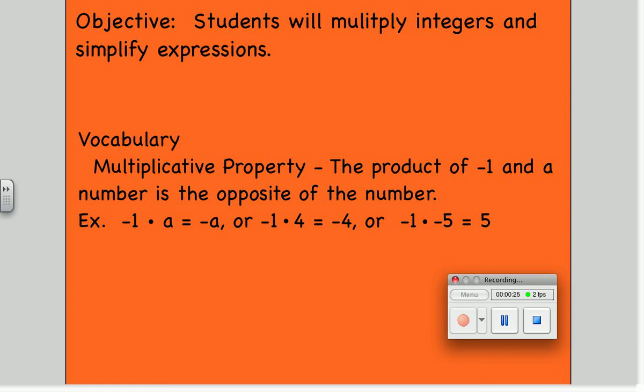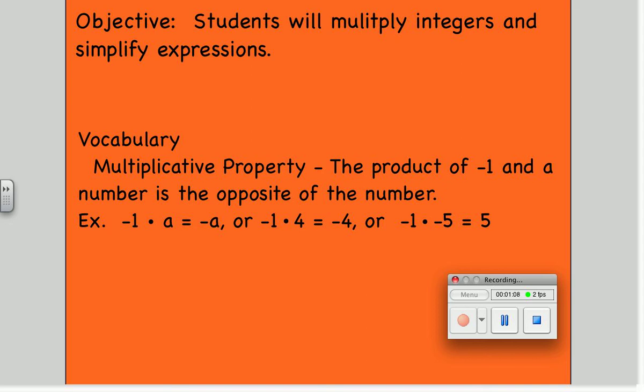So I'd imagine you're going to be using the distributive property here to multiply as well, okay? Just a little warning. Your vocabulary, the multiplicative property. The product of -1 and the number is the opposite of the number. In other words, anytime you multiply by a negative, you're going to get the opposite, okay? So, a negative times a negative is a positive. One of those negatives becomes the opposite of what it was. If I multiply a negative times a positive, the positive becomes the opposite of what it is, so it turns to a negative.